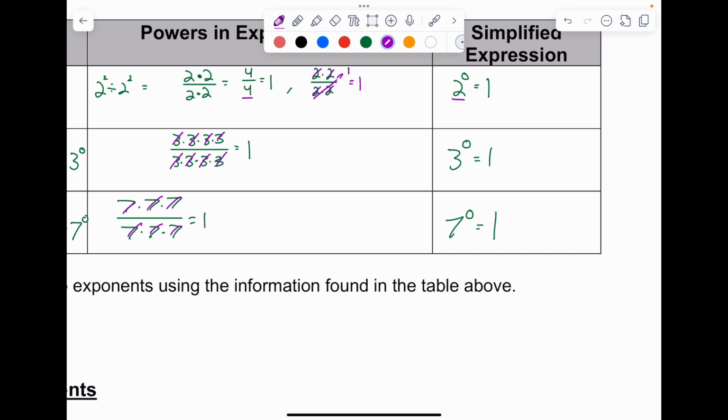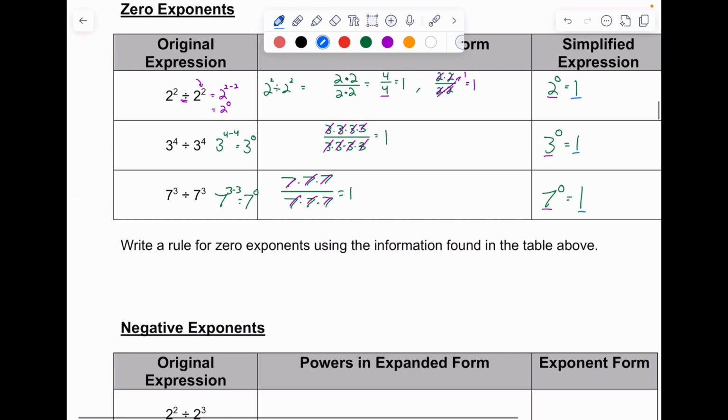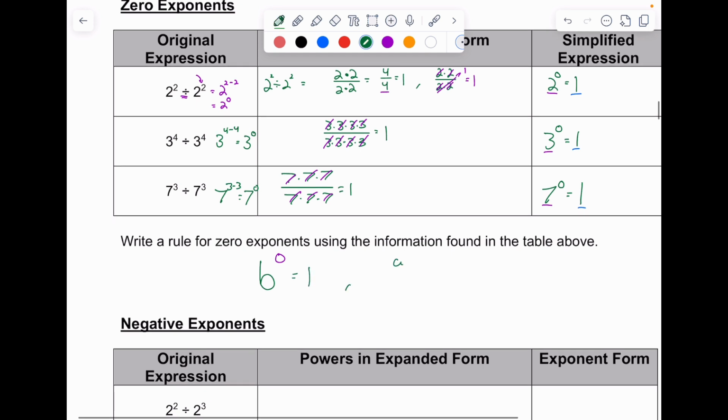Look how it didn't matter what the base was. I made it 2, 3, 7. Regardless of what the base is, anything put to the power of 0 is 1. So the general rule is that any base value, we give it the value b, put to the power of 0 equals 1. Writing that in words: any number put to the exponent 0 equals 1.